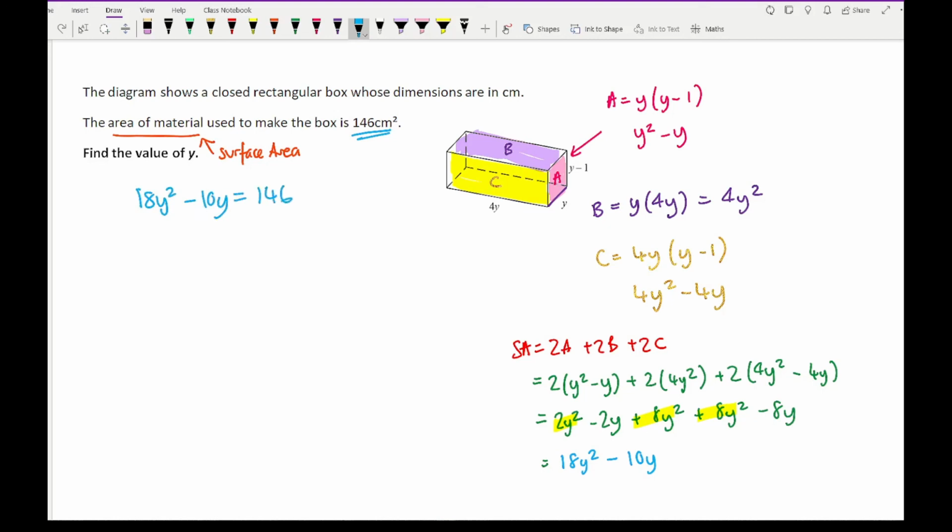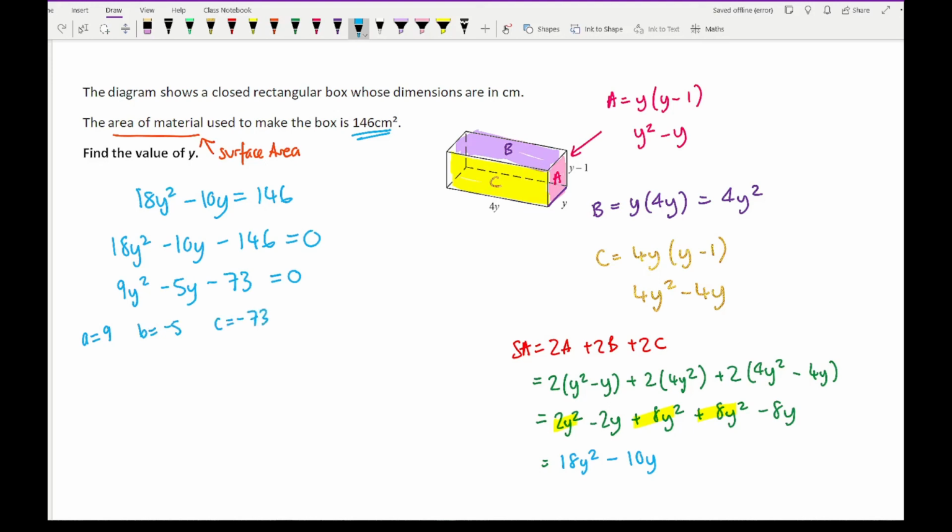Now this looks like a quadratic, so I want to make it equal to 0, so I've got 18y squared minus 10y minus 146 equals 0. Because all the coefficients are even numbers, I can divide all the numbers by 2. So I get 9y squared minus 5y minus 73 equals 0. It just makes the numbers a lot easier rather than dealing with 18, 10 and 146. Looking at this, a equals 9, b equals minus 5, and be careful that b is minus, and c is minus 73.